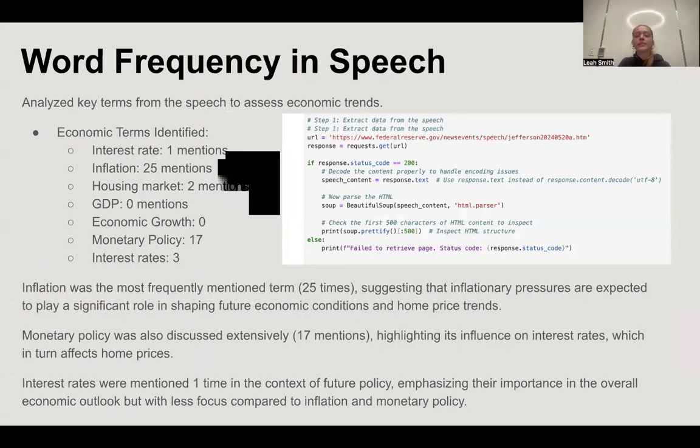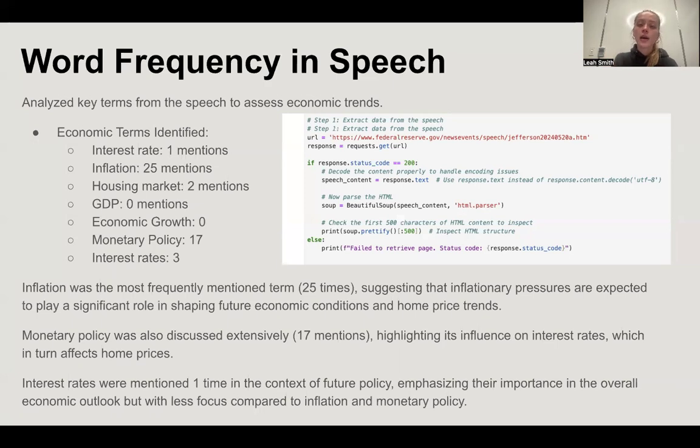So, word frequency in the speech. This is something I found very important when I was doing my data, to look back at those varying factors. Some key terms from the speech, as I've mentioned before, were interest rate, where there was 1 mention, inflation, 25 mentions, housing market, 2 mentions, GDP, 0 mentions, which I found kind of surprising, and then economic growth, 0 mentions, monetary policy had 17 mentions, and then interest rates had 3 mentions.